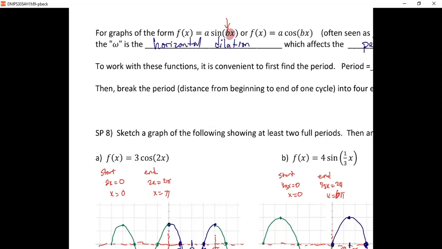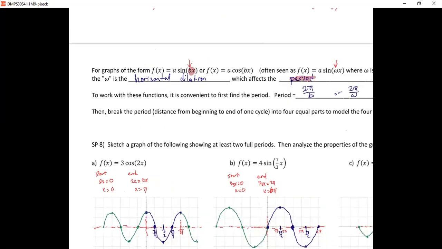The way you could think about this is in terms of light waves. If you have an ultraviolet wave, you have a very compressed light wave because it's traveling very fast. If you have an infrared ray, then you're going to have a very long wavelength because the wave's not going to travel nearly as fast, it can travel very slowly. So that horizontal dilation does affect the length of the wave, and because it affects the length of the wave, it affects the period.